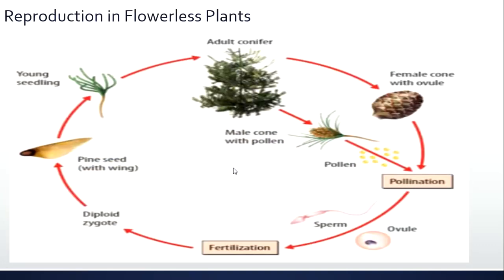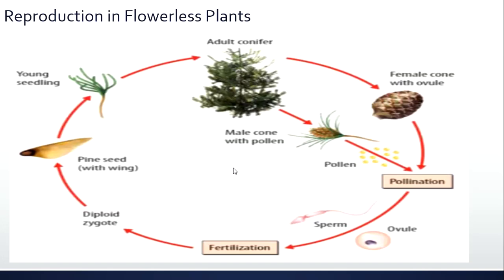Then you have the reproduction in flowerless plants. Now we come to how reproduction actually happens in flowerless plants and flowering plants. Flowerless seed plants are also known as gymnosperms. The word gymno means naked seed, so gymnosperm seeds are not surrounded by a fruit.